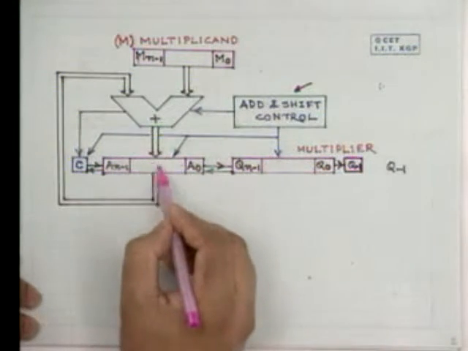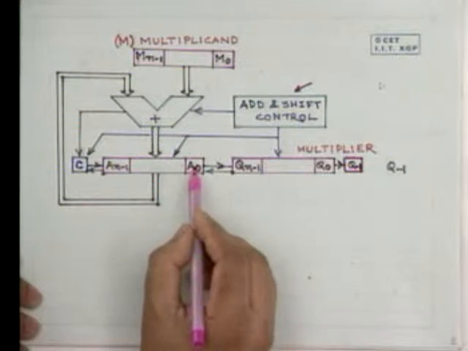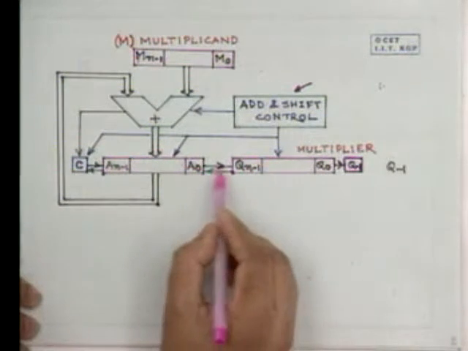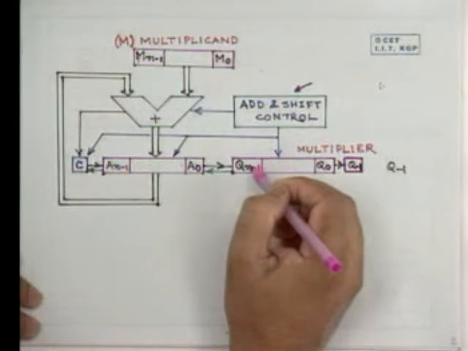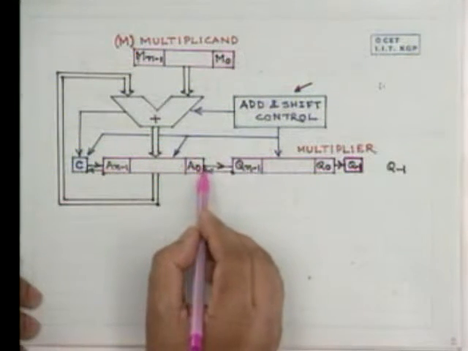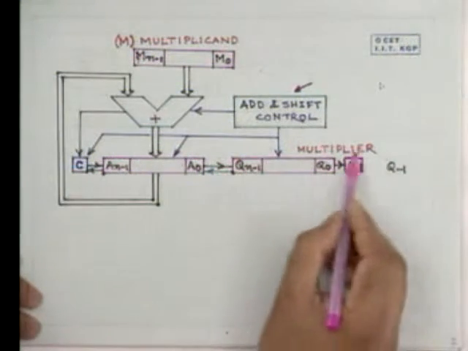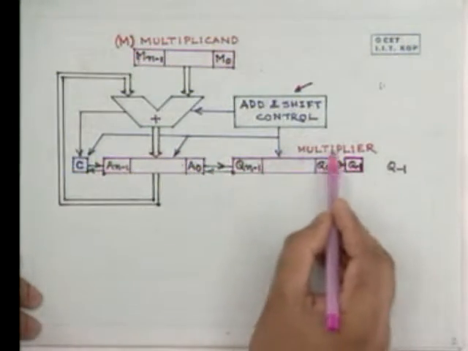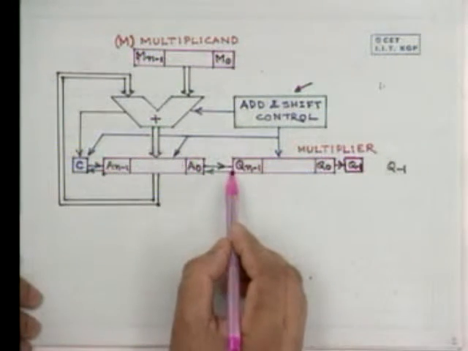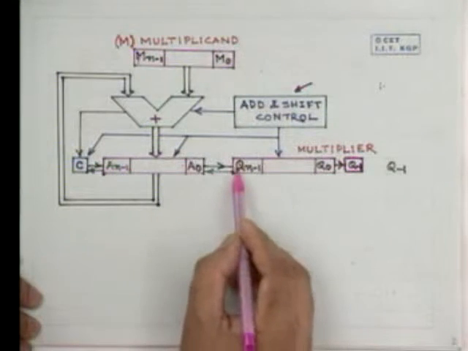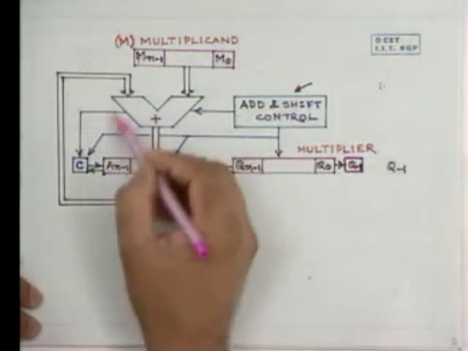And once the addition is done, the shifting can be done. The shifting can be done, as I said, in the right direction or in the left direction. In the case of a multiplication, what we will need is the shifting to be done towards the right. Why has this general system been kept so that it can be shifted towards the right or towards the left? Because we will be needing shifting towards the left when we do the division with the same circuitry.